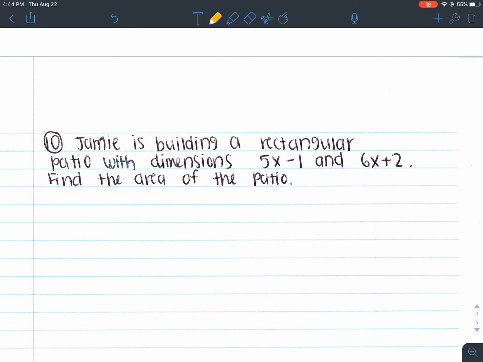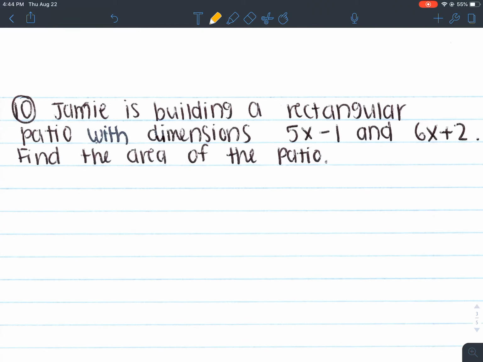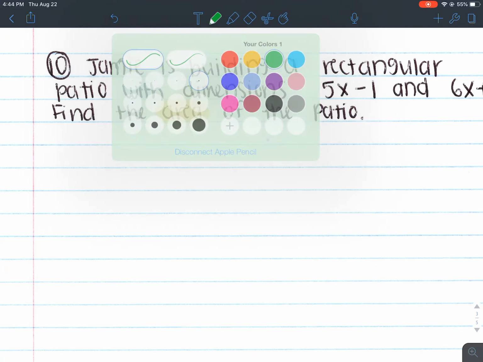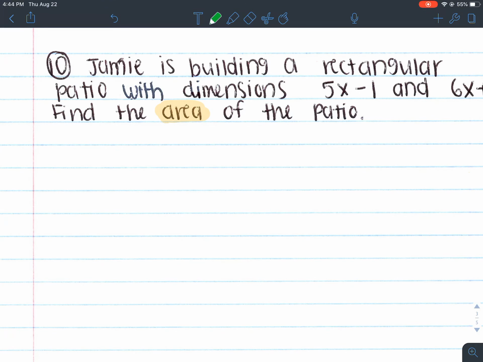All right, number 10. Jamie's building a rectangular patio with dimensions 5x minus 1 and 6x plus 2. Find the area of the patio. Okay, please notice that it said area. I'm not asking you to find the perimeter. For some reason, people get perimeter and area mixed up. And I get it, it's two words that you toss around a lot. But area means you need to take your length times your width if we're talking about a rectangle.